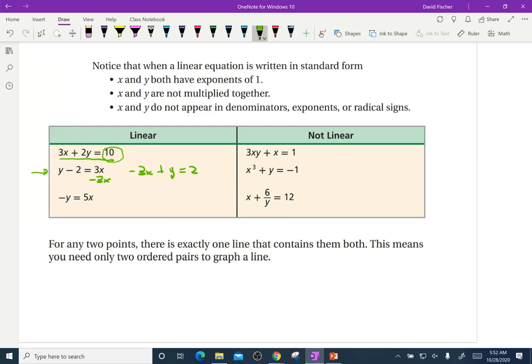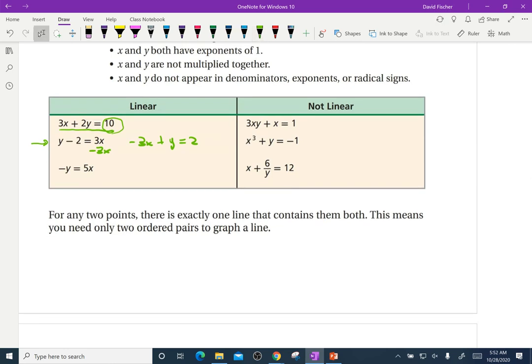This one here looks a little strange, but if I was to get this 5 to the other side, I'd subtract 5x from both sides. So I would have a minus 5x, a minus y, but now I have nothing. It's okay to have a 0, okay?